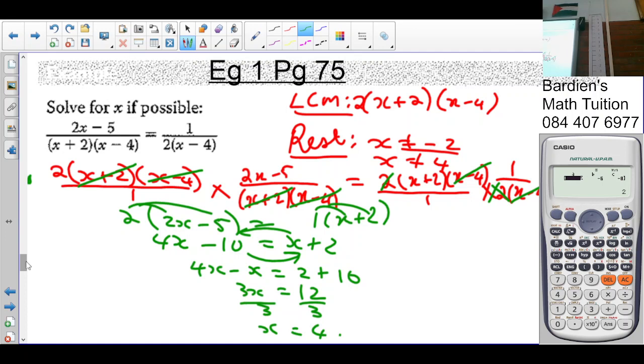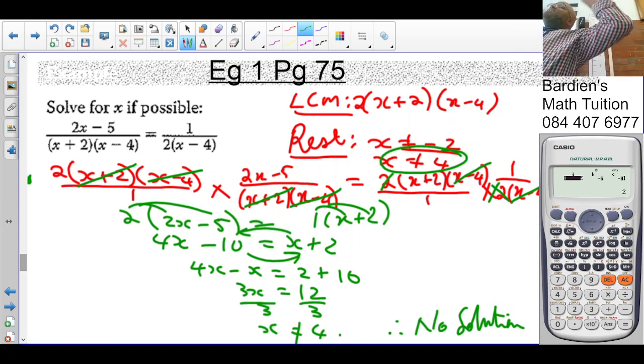Can x be equal to 4? No. So what do I write? Therefore, you see how x can't be 4. Therefore, no solution. So what does no solution mean? You can choose any value for x. That equation will never ever balance. Do you understand?